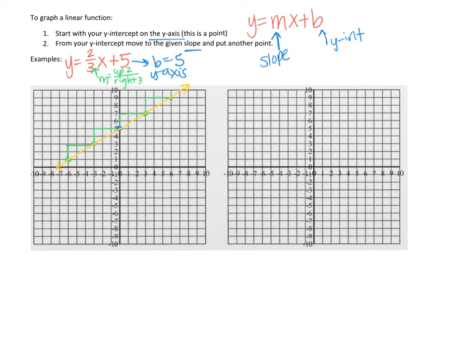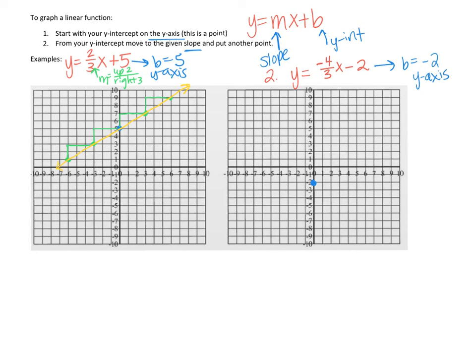Okay, so let's try another one, to see if we've really got what's going on here. So let's try y equals -4/3 x minus 2. Okay. So we're going to start off, we're going to identify the y-intercept is going to be at -2. So I'm going to go to the y-axis at -2, and I'm going to put a dot.